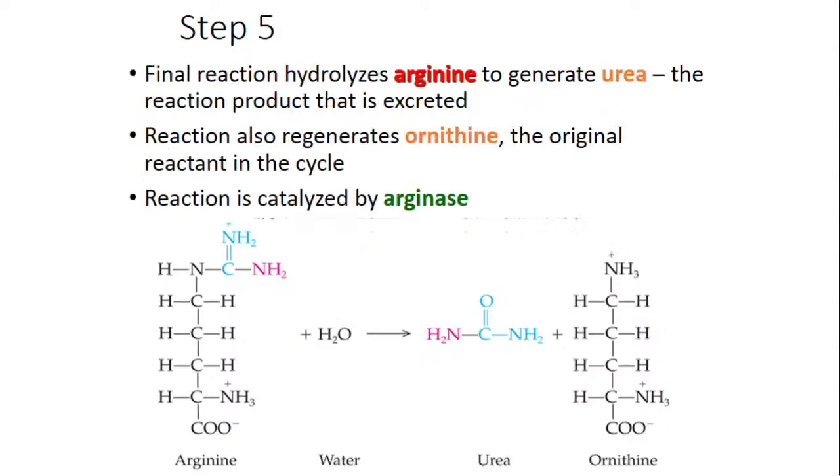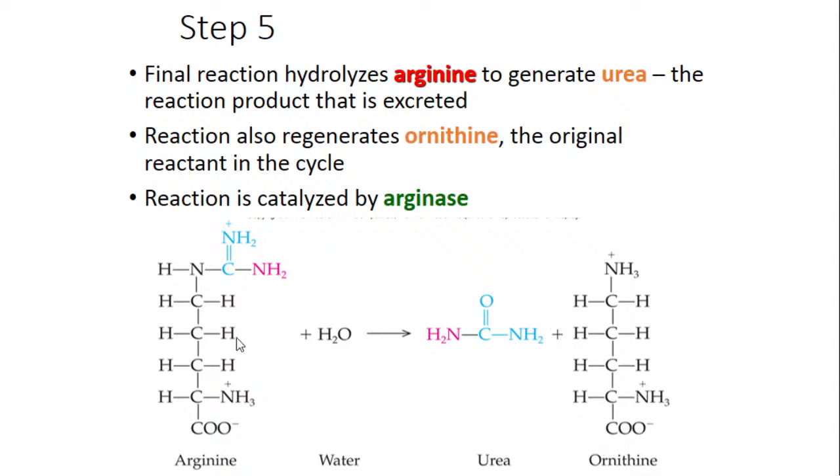Step 5, final step, revealing of urea. The final reaction will be catalyzed by the enzyme arginase, and this limits the presence of this reaction to only hepatocytes. As I told you, the gene of arginase is expressed only in hepatocytes, and only there we have such an enzyme for the cleavage of arginine to urea and back to ornithine.